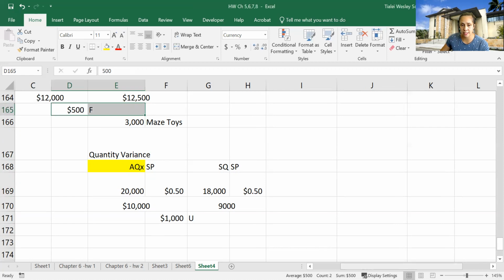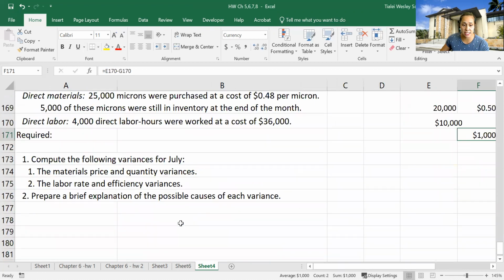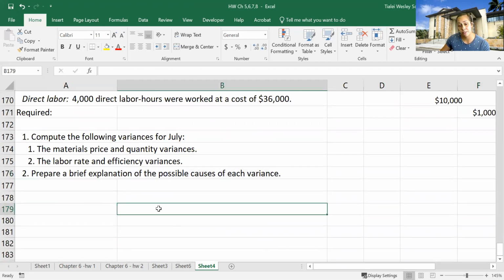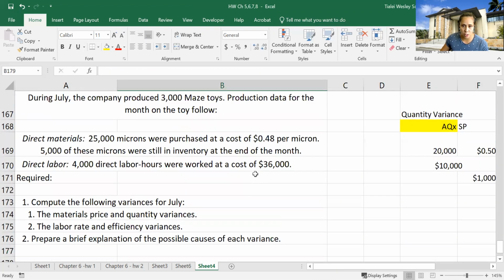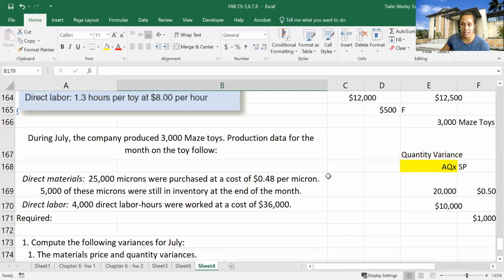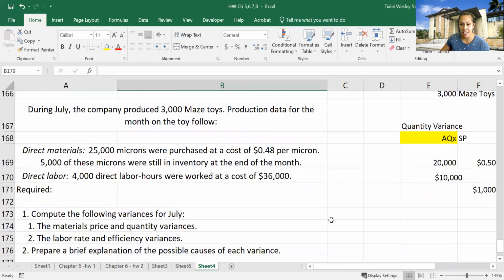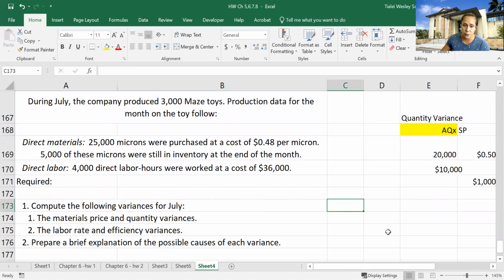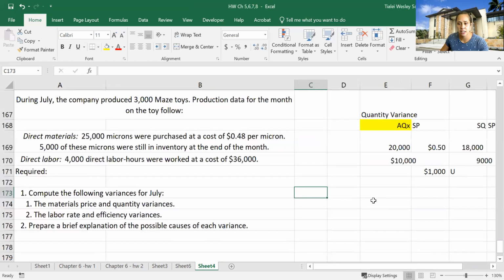So that could be a reason for that favorable and unfavorable, because the last question says, prepare a brief explanation of the possible causes. So we've explained those quantity and price variances, why that could happen. Let's move on to our labor rate and efficiency variances.